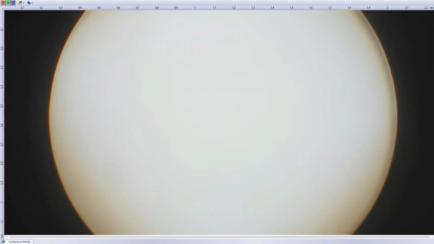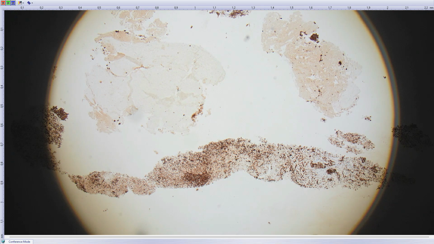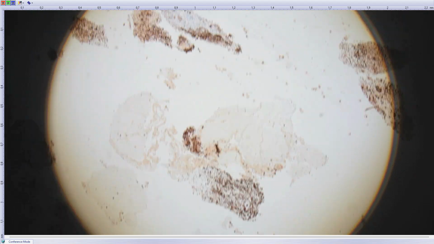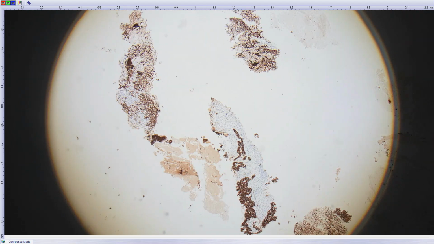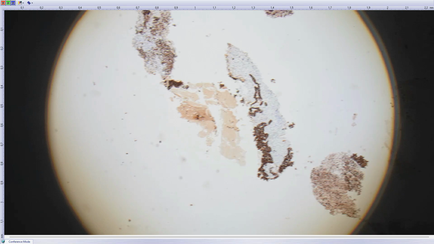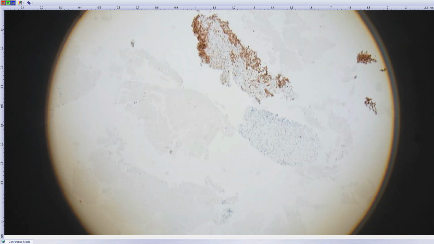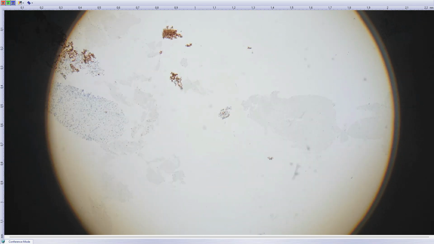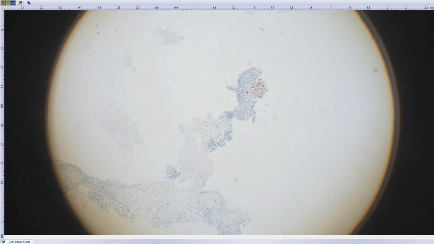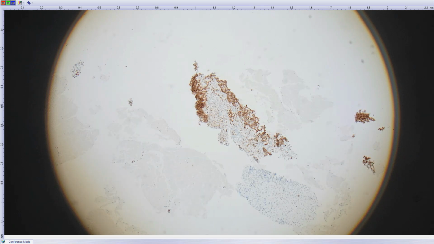So we did, besides markers for melanoma like S100 and SOX10, also PAX8 and cytokeratins. These here are cytokeratins, diffusely positive. So originally this was most likely an epithelioid proliferation. PAX8 was also positive in the spindled and epithelioid cells.